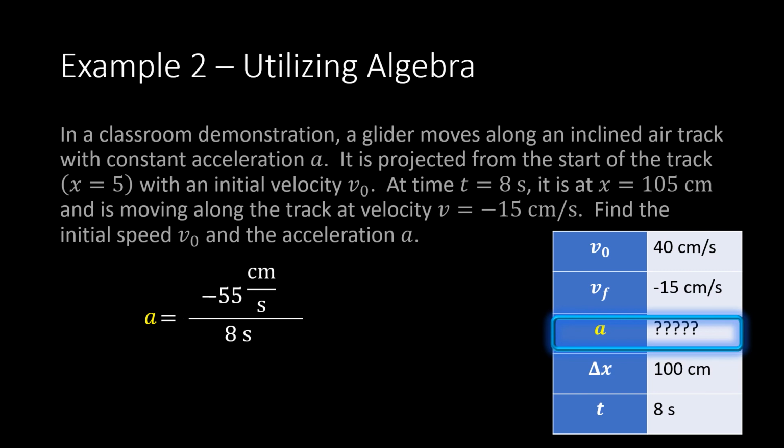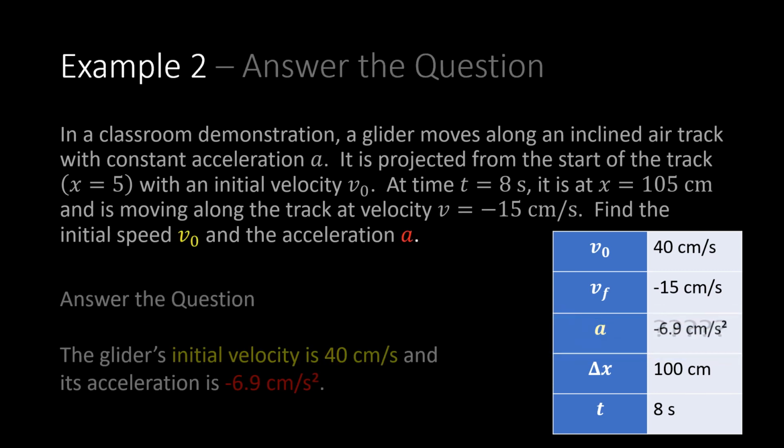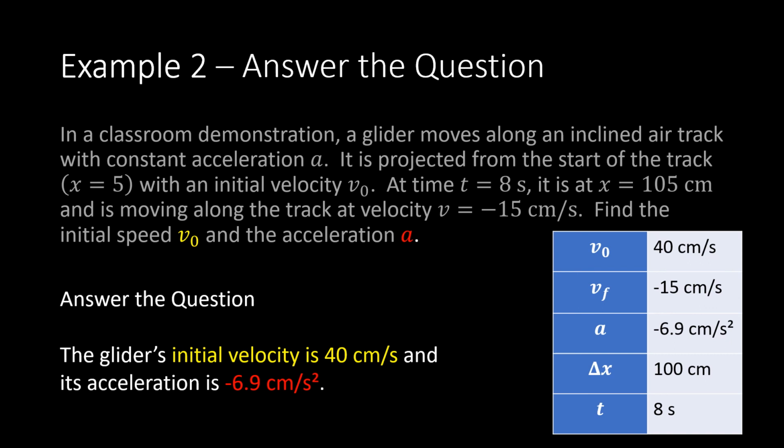Just like before, let's break our division problem into numbers and units. It may be tempting to cancel out the seconds, but don't do it. We are solving for acceleration, which has units of centimeters per second squared. Finally, negative 55 over 8 is negative 6.875, which we will round to negative 6.9 centimeters per second squared. Answering the question in English, we have solved the problem.